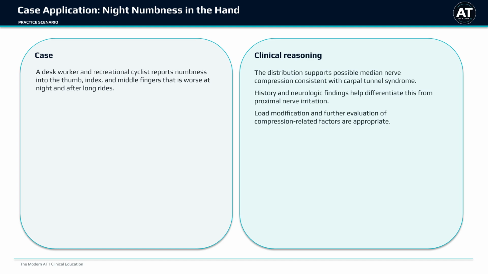Clarify wrist position during cycling, keyboard and mouse use, sleep positioning, symptom duration, weakness, clumsiness, and whether symptoms travel from the neck or forearm. The exam should map sensation, compare grip and pinch, observe thenar muscle appearance, and assess whether sustained wrist positions reproduce symptoms. Management may include activity and position modification, ergonomic changes, night splinting when appropriate, and referral if symptoms progress or weakness appears.